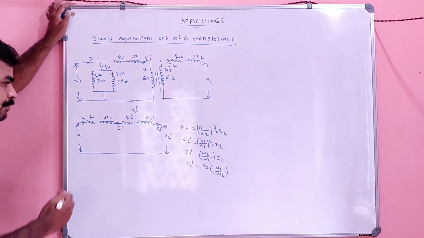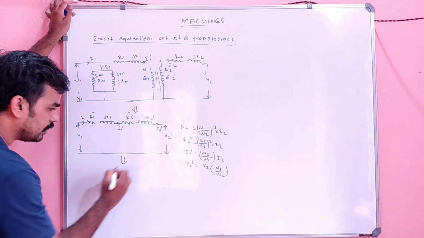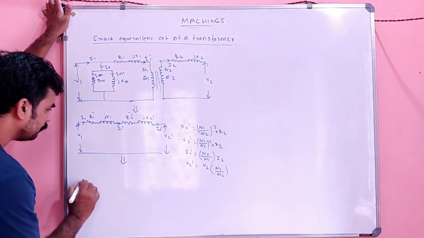So now you have, see, this R1 and R2 dash in series again. So you can again reduce this circuit.